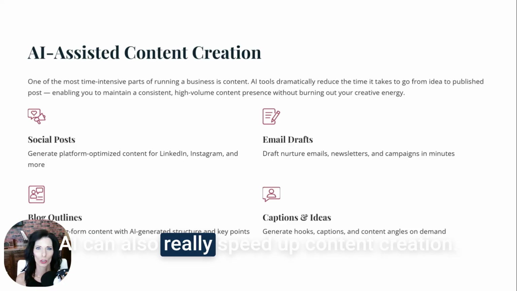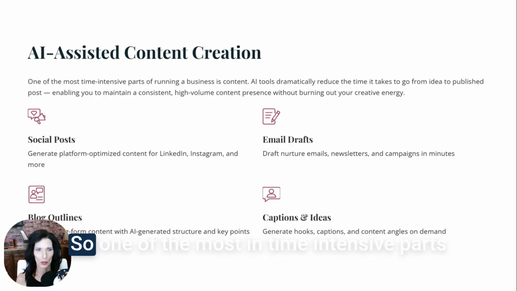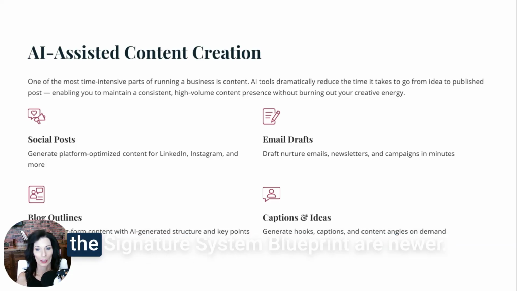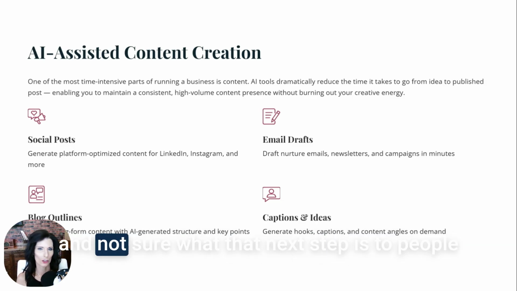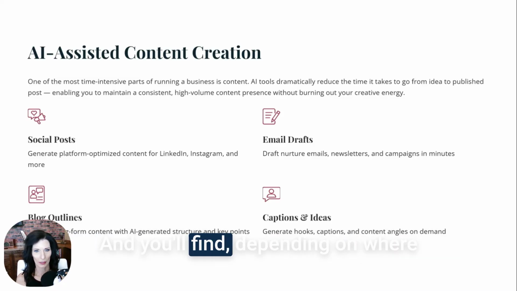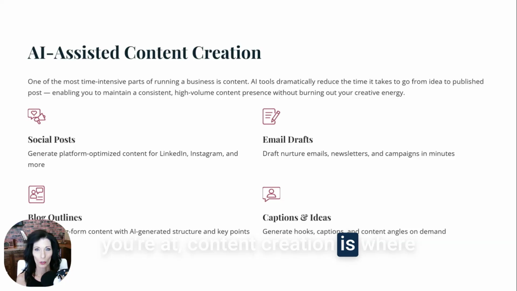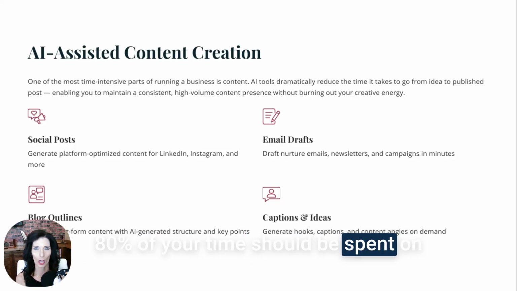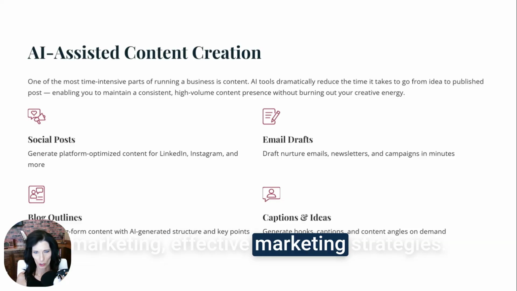AI can also really speed up content creation. So one of the most time intensive parts of running a business is content creation. And maybe you're brand new here. I know a lot of you that have come into the signature system blueprint are newer. You have an idea, but you're overwhelmed and not sure what that next step is, to people that have already been running a business. And you'll find, depending on where you're at, content creation is where you're going to spend 80% of your time. 80% of your time should be spent on marketing, effective marketing strategies.